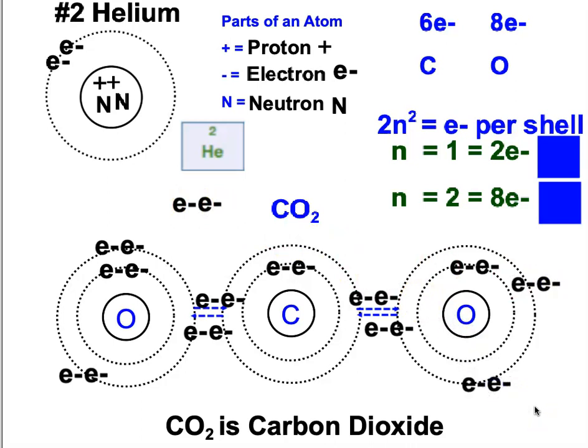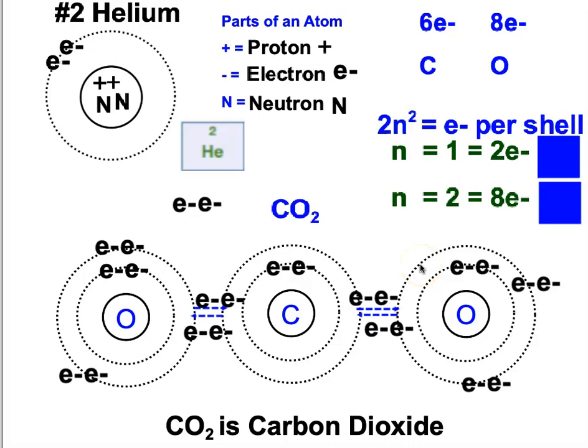Now, if you look at this, what happens is we have 2 valence shells, or 2 orbitals. The outer orbital wants to have 8 electrons. Now, on their own, none of these have 8 electrons in the outer shell. This one has 6 for the oxygen. The carbon only has 4 in the outer shell, and this oxygen also only has 6 in the outer shell.